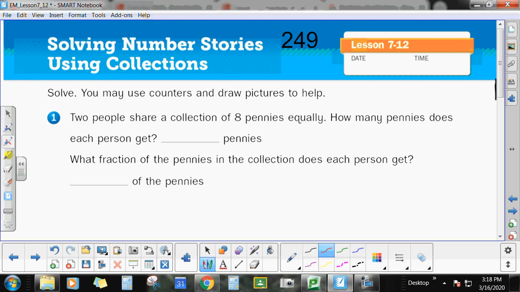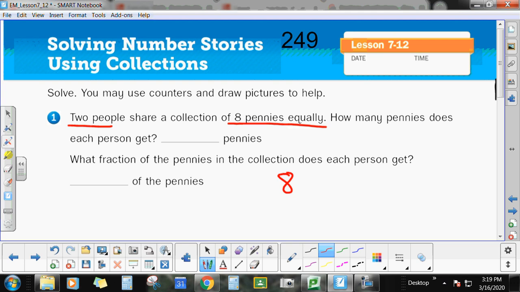All right, if you're just coming back from doing the problems, let's go over them. It says that 2 people share a collection of 8 pennies equally. How many pennies does each person get? And then we're going to talk about what fraction of the pennies in the collection does each person get. So let's just talk about these. 2 people share a collection of 8 pennies.